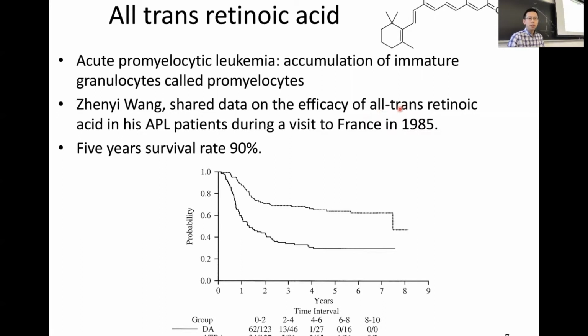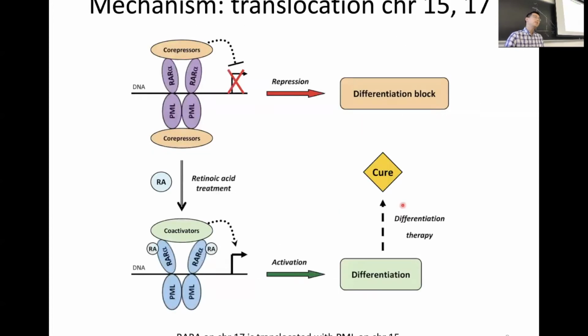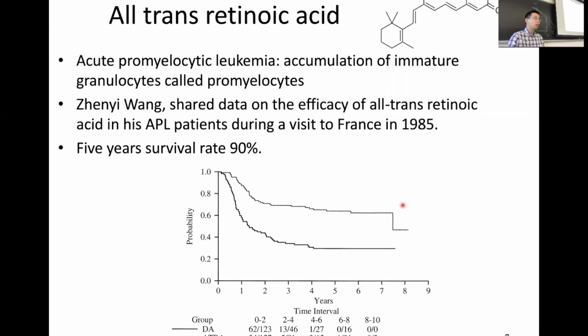And you can see that because of this new therapy, compared to the conventional chemotherapies, there is a significant improvement in the overall survival rate of the patients. And right now, the 5-year survival rate of acute promyelocytic leukemia is about 90%. But it took several years for people to finally figure out why all-trans retinoic acid works so well.